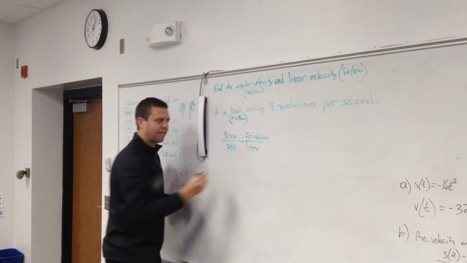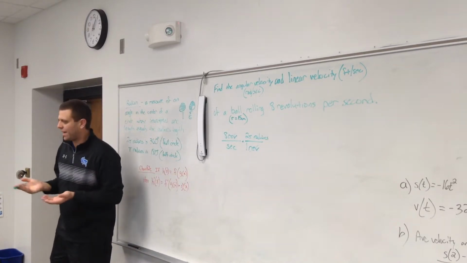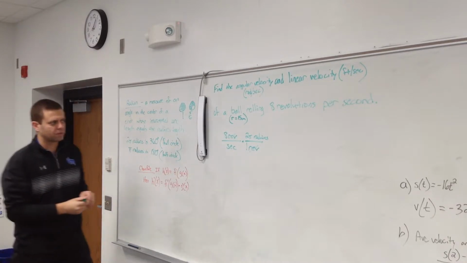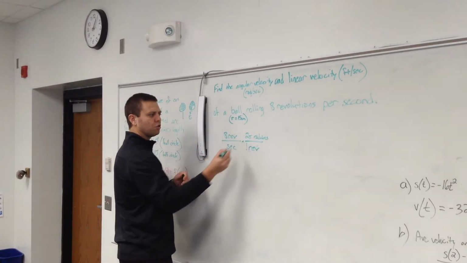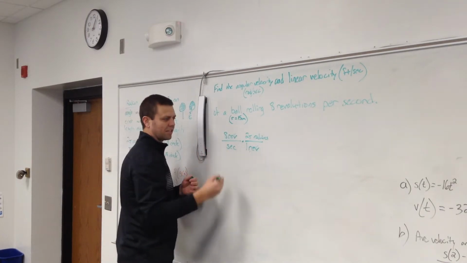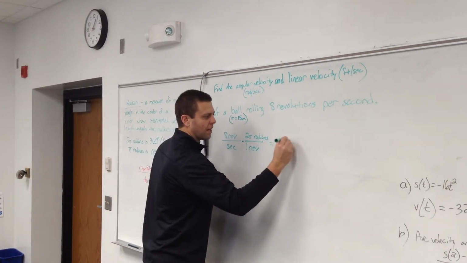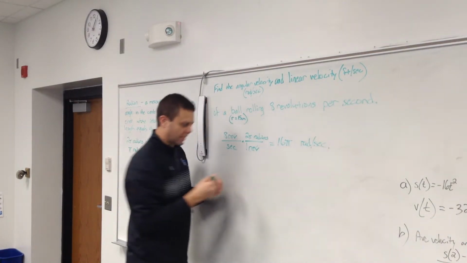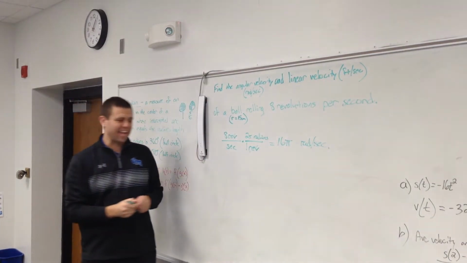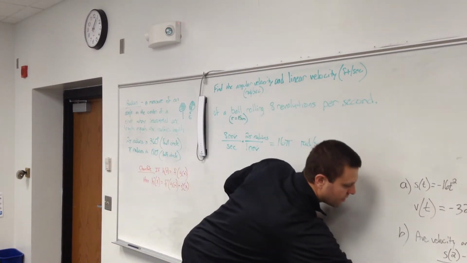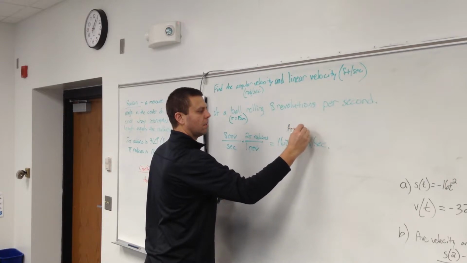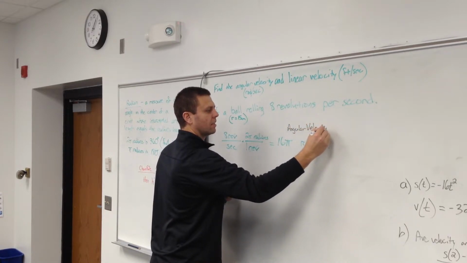My revolutions cancel out, and now am I ready to get my answer of radians per second after I do my multiplication? Everybody sees the only labels left are radians per second. Final answer, 8 times 2 pi would be 16 pi. I just got the 1 second on the bottom, so that would be 16 pi radians per second. This would be my angular velocity right here.